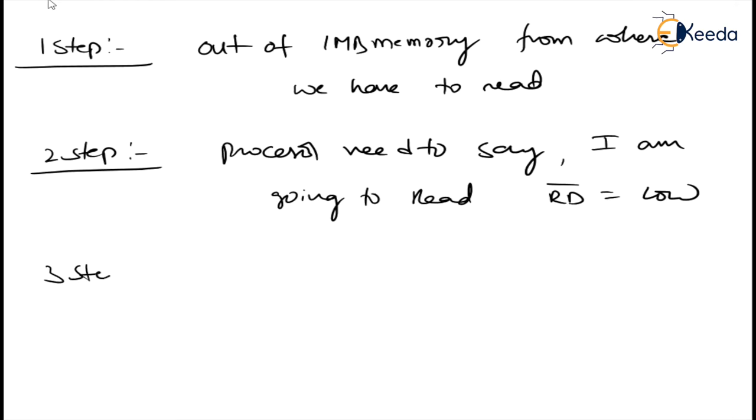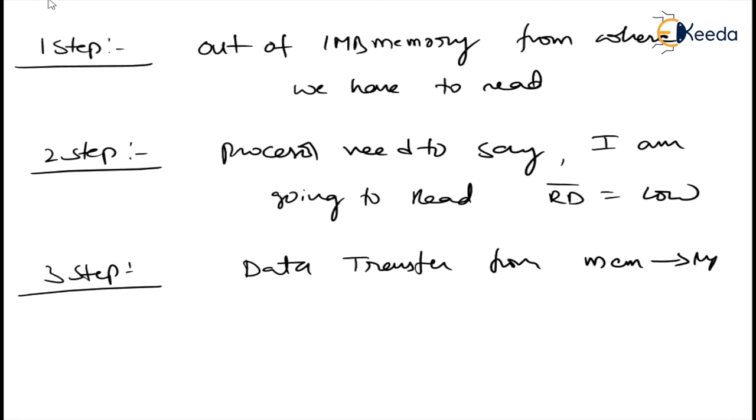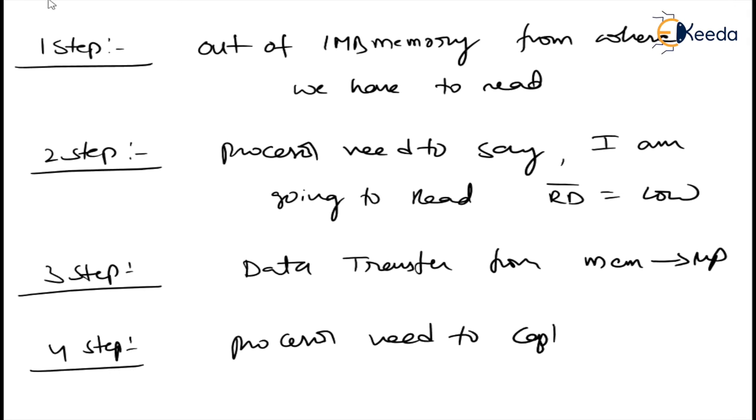Now coming to the third step. First, we access the address. Second, we perform the read operation by putting RD bar low. After that, data is transferred from memory to the microprocessor. Next, after the data is transmitted, the processor needs to capture the data.